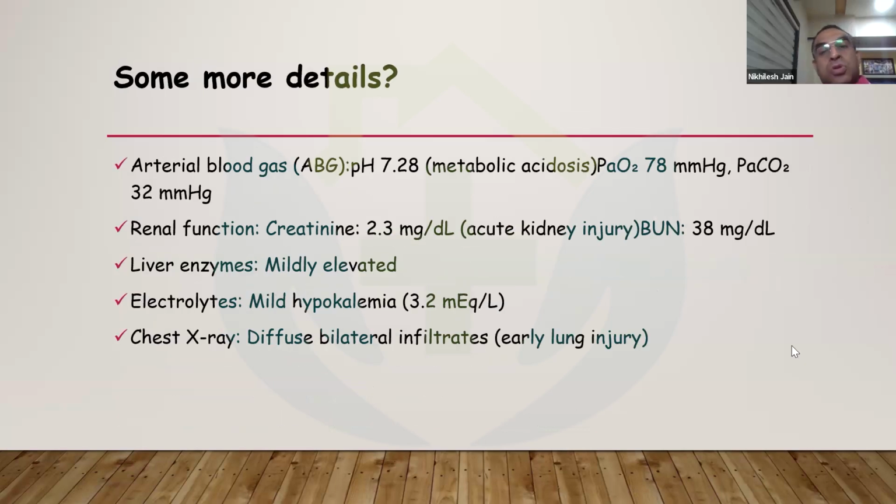So arterial blood gas shows you metabolic acidosis. Hypoxia in the form of, I won't say called hypoxia, but low PaO2s in the form of PaO2 of 78 mm mercury. Renal function wise, creatinine of 2.3, acute kidney injury, and BUN of 38 milligram per deciliter. Liver enzymes are mildly elevated. There's mild hypokalemia. And when you do a chest X-ray, there are diffuse bilateral infiltrates, early lung injury. I could have spiced it up by putting it up as a pneumomediastinum or something of that sort, because these type of findings are also reported in paraquat poisoning.